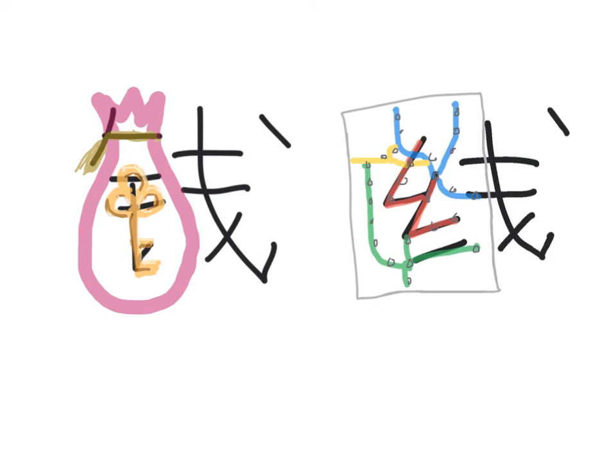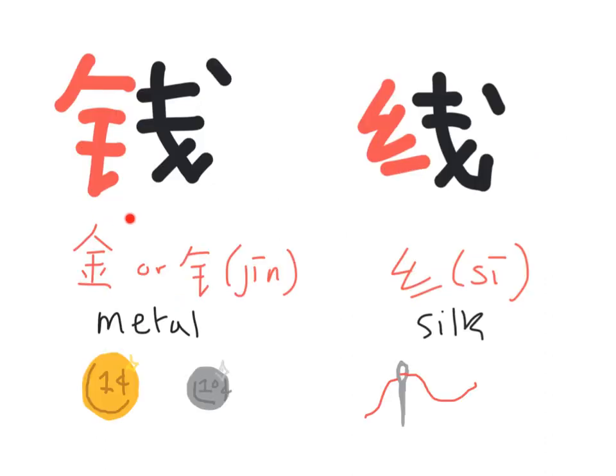You could also think about them in terms of the radical meaning. If you remember that this radical is jin, meaning metal, you can think of it as a coin made of metal. If you remember that the radical si means silk, you can think about it as a thread of silk. The thread of silk is also like a line, as in a subway line, so literally a thread or a line.